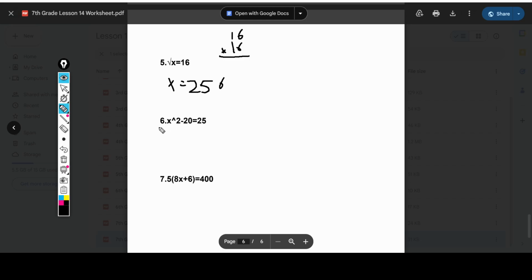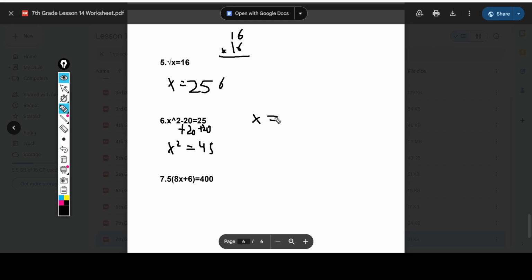Next up, we have x squared minus 20 equals 25. Interesting. So we're going to add 20 to both sides. And then we get x squared equals 45. And so the tricky part about this problem is that 45 is not a perfect square. So that means that we're going to end up with some number that's a radical. So for x, we take the square root of both sides.